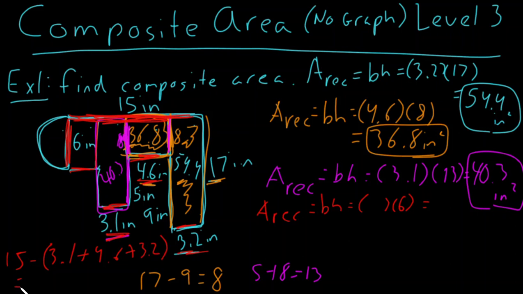And so when we do this, let me go to my calculator here. When we do 15 minus 3.1 and 4.6 and 3.2, we get that this leftover length is equal to 4.1. And so now we know, hey, that is 4.1 inches right there. Well, we knew the height was 6. Now we know the base is 4.1. And if we were to do 6 times 4.1, well, of course, that's going to give us 24.6 inches squared.